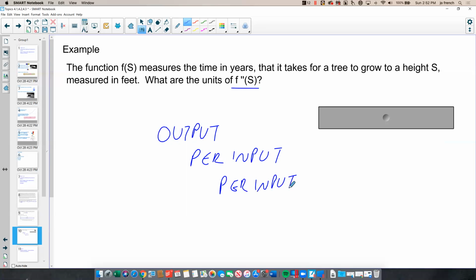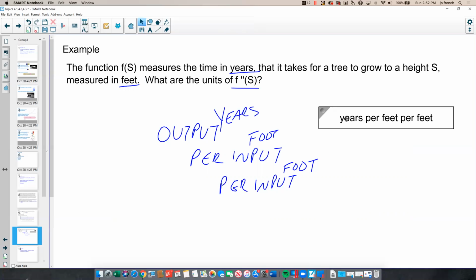So our output, the function measures the time in years. So that would be years for the output. That it takes to grow to a height s measured in feet. So the input is feet. So per foot would be our units. Years per foot per foot. All right, there we have it.